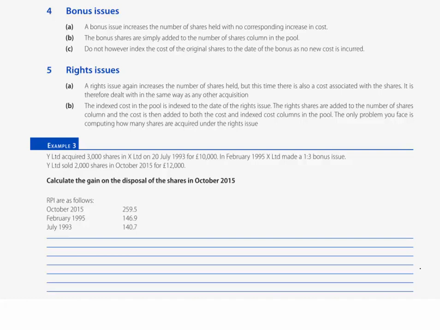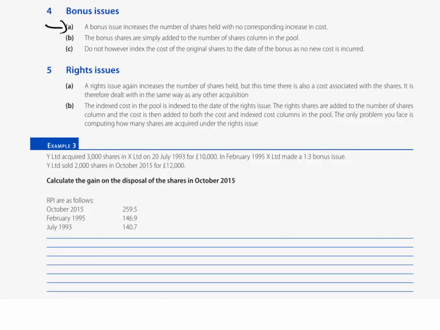Now, it's that point about bonus issues that there are no costs that actually makes them easier to deal with so far as corporate tax and your share pool is concerned. A bonus issue increases, as we see here, the number of shares held, but with no corresponding increase in cost. So all we do is add in the extra number of shares that we have acquired. To do that, all you need to know is the terms of the bonus issue, which will be straightforward enough. And literally, all you do is to add in the extra shares.